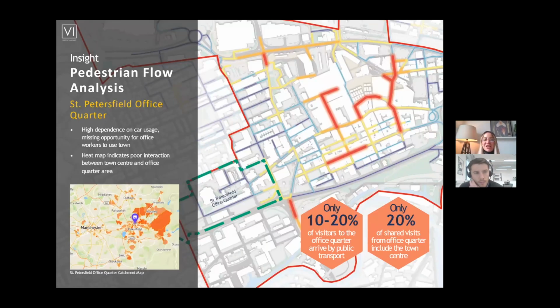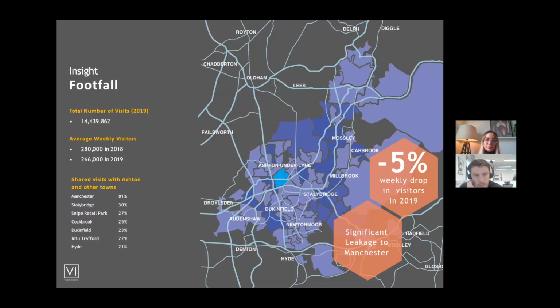So again, just to reinforce that point, the disconnect is really significant here in Ashton, and there's a real missed opportunity that needs to be addressed in terms of some of the plans and some of the town centre strategies that the council should be considering.